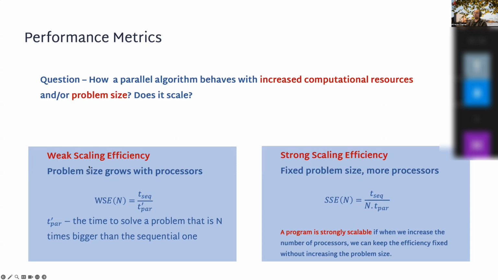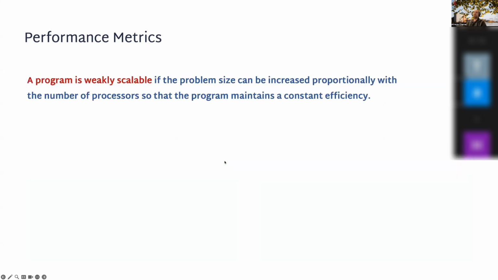But the situation for weak scalability is a little bit different, which I'm trying to explain in just a slide. So according to the definition, a program is called weakly scalable if the problem size can be increased proportionally with the number of processors. So if you increase the problem size as you increase the number of processors, and you can keep the constant efficiency, right?